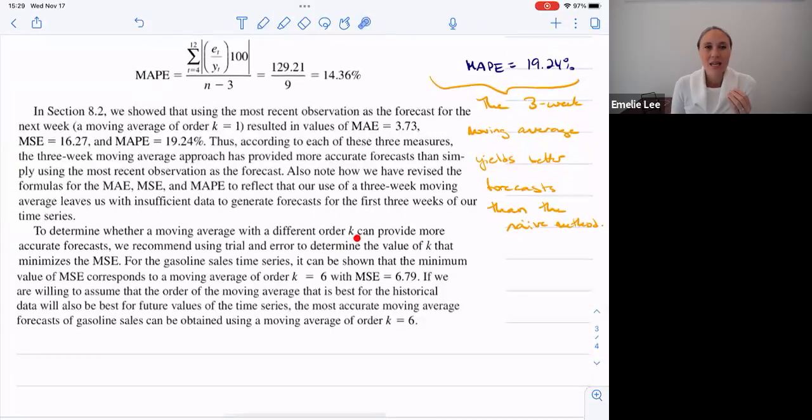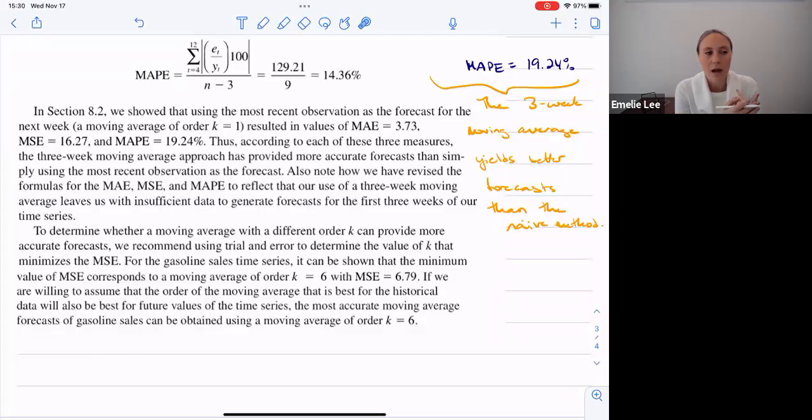Even with K, so we looked at a 3-week moving average. We could have looked at a 2-week moving average. 1-week moving average is what? That's just the naive forecasting method. So we wouldn't do that, right? But we've got 2 weeks, 3 weeks, 4 weeks, 5 weeks, 6 weeks. We could go up to 12 weeks, which would be the running average, right?